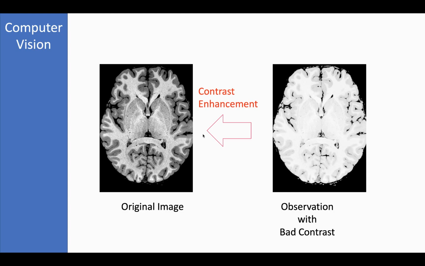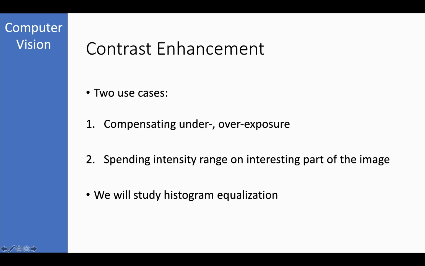The last topic we want to cover in image enhancement is contrast enhancement. We observed an image with bad contrast, either under or overexposure, and we want to get the actual image back. Now, there are really two use cases. One of them is compensating under or overexposure, and the second one is if an image actually uses only a small portion of the available intensity range. That's not really interesting. We want most of the image to cover a very large scale of the intensity range. So we want the interesting part of the image to be quite visible with very high contrast.